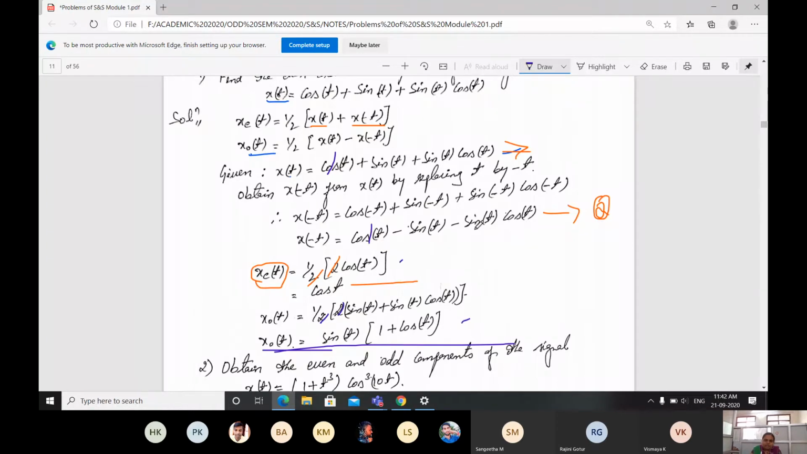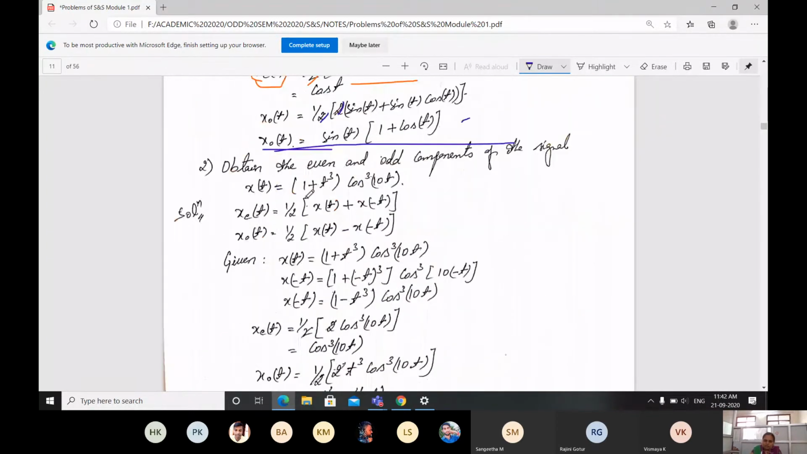given signal. Next, here one more problem is given. We have to find the even and odd components of x of t, that is (1 plus t) raised to 3 cos raised to 3 of 10t.